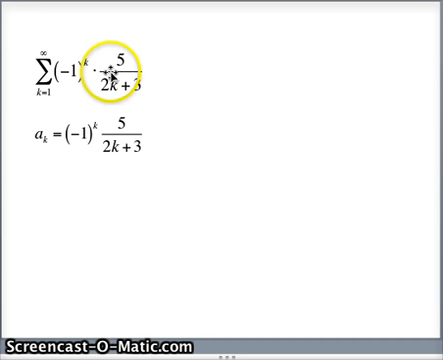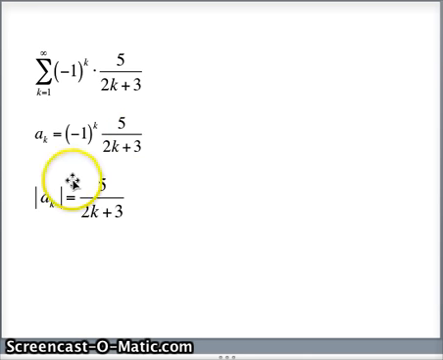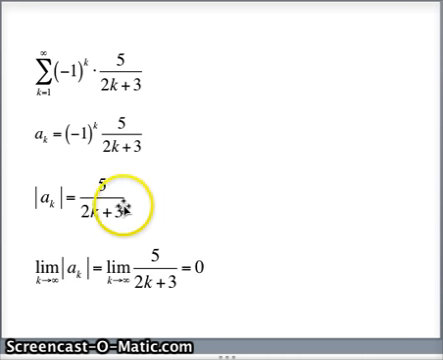So indeed, a sub k, the series, is (-1)^k times 5 over 2k plus 3. In our discussion before, we said a sub k was (-1)^k times b sub k. But I'm going to just call it the absolute value of a sub k. When I do that, I eliminate the sign flasher. So the absolute value of a sub k is 5 over 2k plus 3. And I want to know the limit as k goes to infinity of that. And indeed, that's 0. As k gets large, 2 times a large number is large, plus 3 is still a large number, and 5 over a large number is going to go to 0. So the limit of the absolute values is 0.